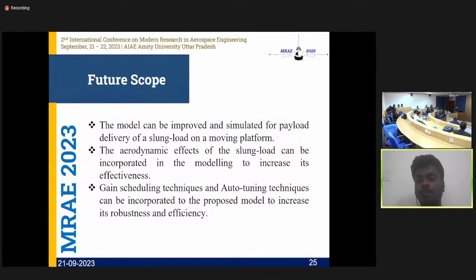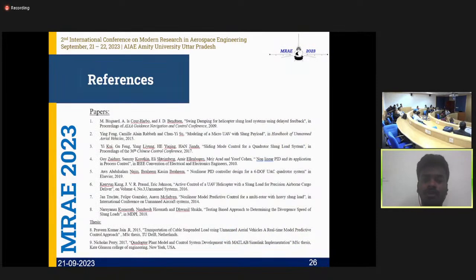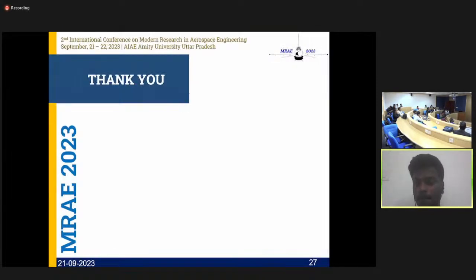The future scope of the model can be improved by simulating landing the payload on a moving platform. The aerodynamic effects which I ignored during the assumptions can be incorporated to improve the effectiveness. And we used the trial and error gain scheduling technique to model the NLPID and PID gains, whereas a better gain scheduling technique and auto tuning techniques can be incorporated into the proposed model to increase its robustness and efficiency. These are the references that we followed, and thank you for listening.